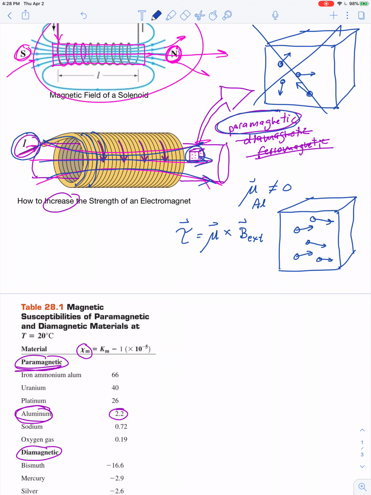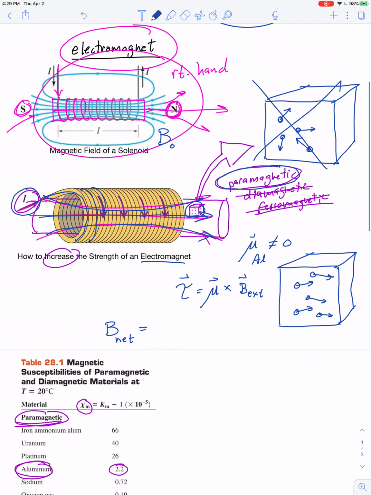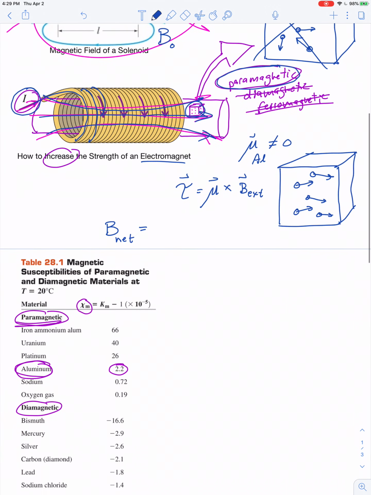Now the effect of that is that the new net magnetic field for our electromagnet is equal to, well, let's just say B naught is what the magnetic field would have been without wrapping the wires around the aluminum core.